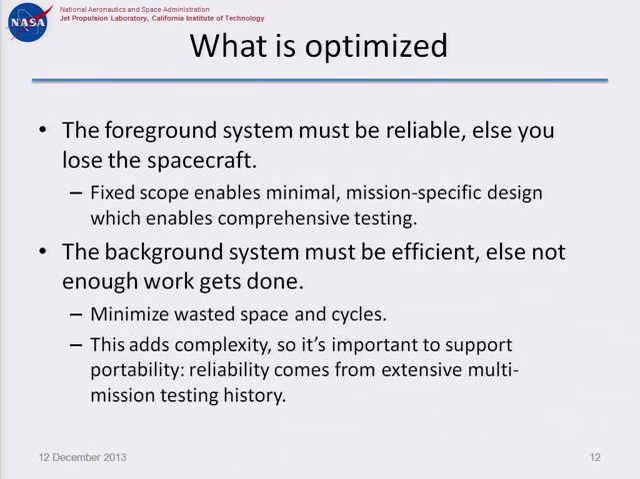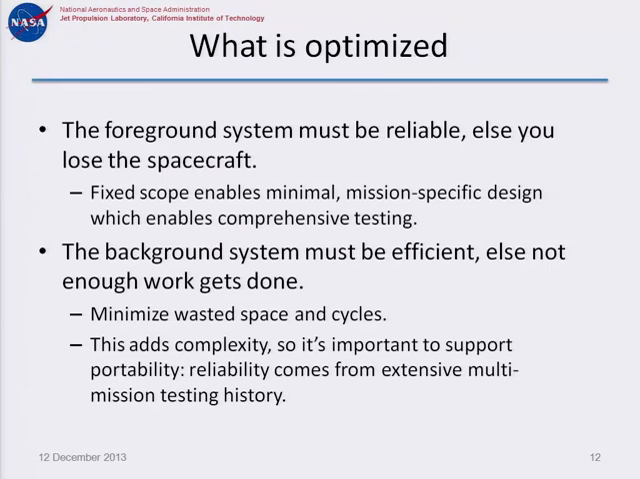In the foreground real-time system, reliability is absolutely paramount. If you don't have reliable real-time software, you lose the spacecraft. And so you have a fixed scope. You fix it early in the development of the system. And because it's fixed and constrained, and it has to be in order to be deterministic, you can afford to have mission-specific design, comprehensive testing. That's where your reliability comes from.